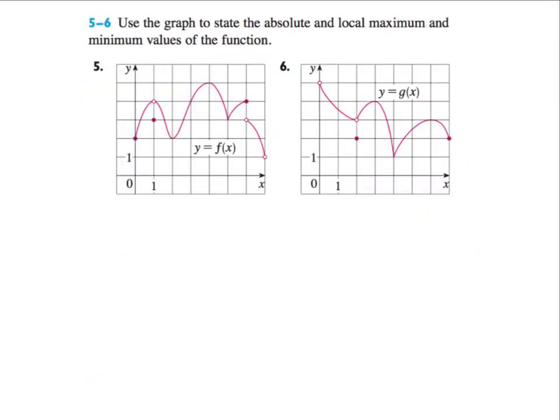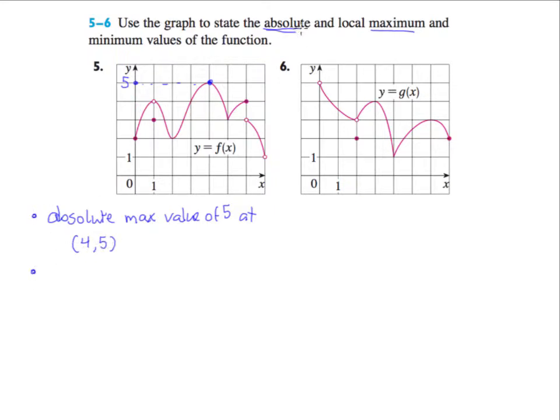In example 5, we're asked to use the graph to state the absolute and local maximum and minimum values of a function. So let's start by finding the absolute maximum value. So looking at graph 5, this point appears to be our absolute maximum. So we would state in our answer the absolute maximum value of this function f of x is 5, and it occurs at the point 4, 5.